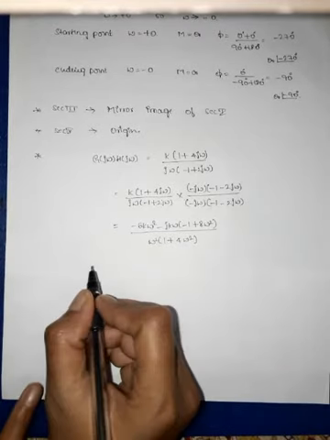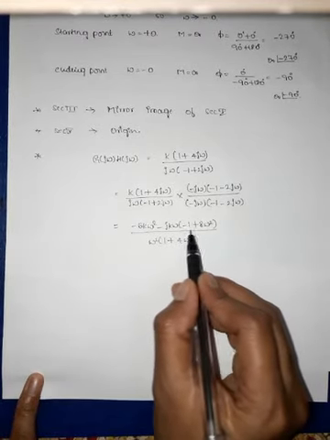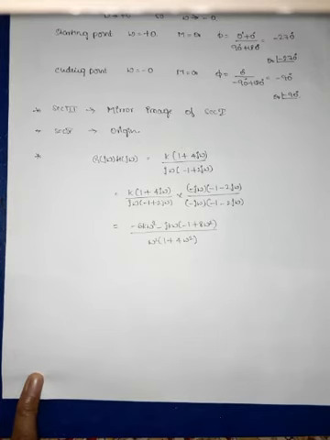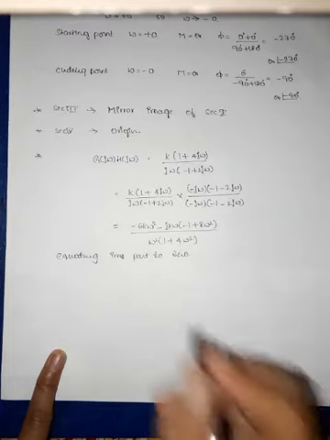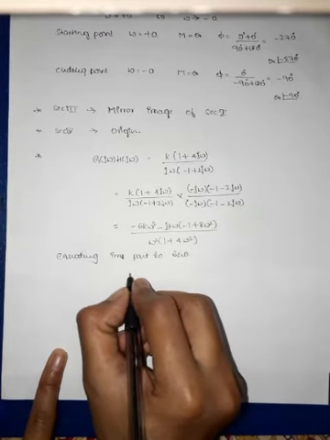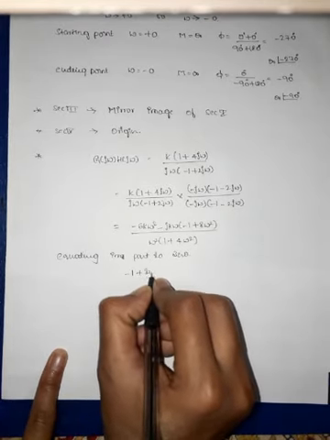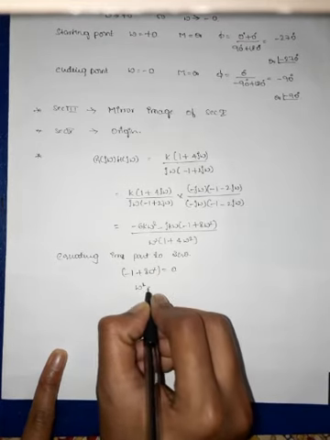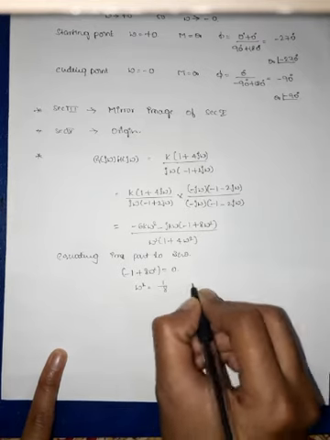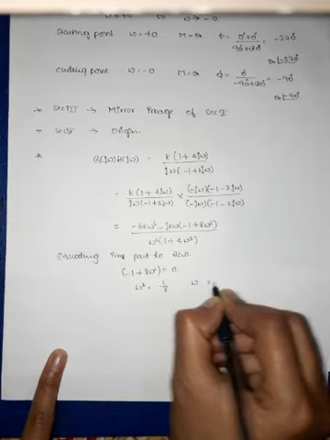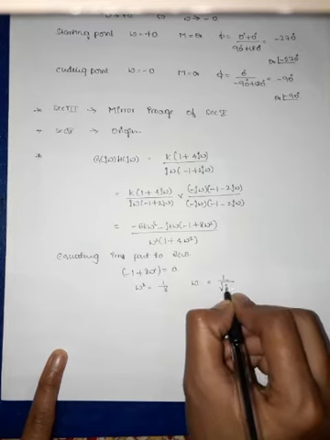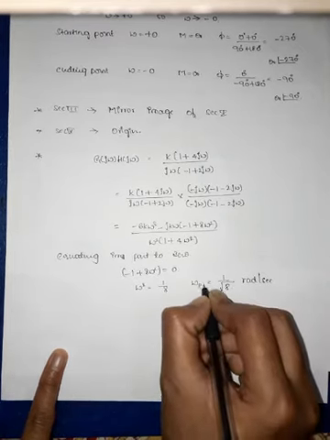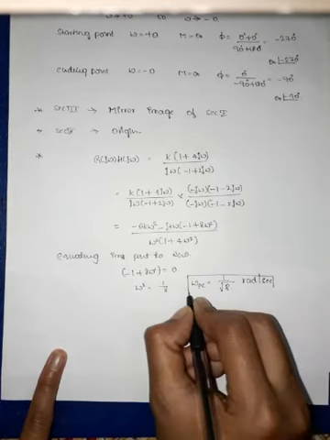So for that we need to equate the imaginary part of the rationalized term to 0 and get the value for omega. For that, minus 1 plus 8 omega square is equal to 0, or omega square is equal to 1 by 8, or omega is equal to 1 by root of 8 radian per second. This is the phase crossover frequency.